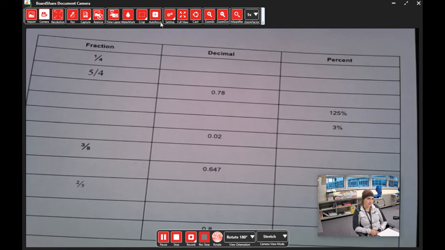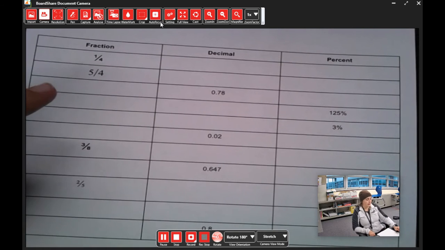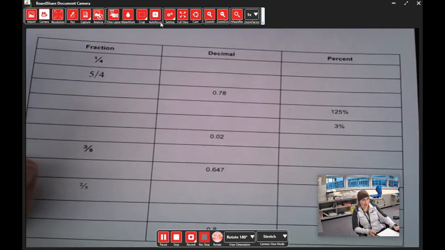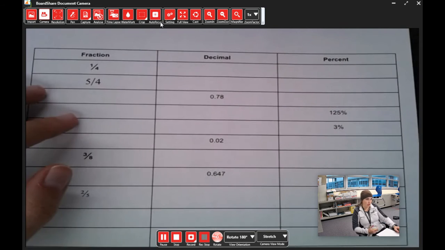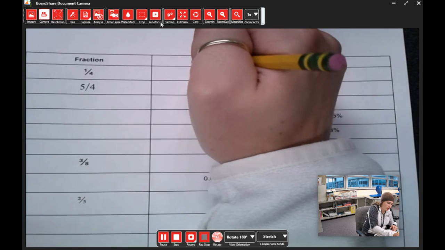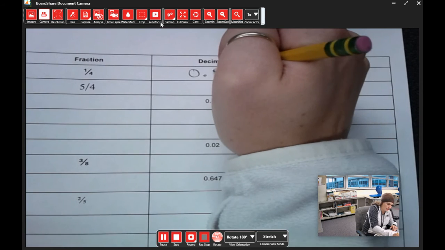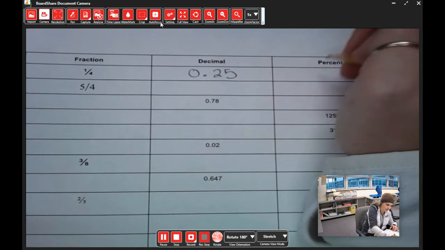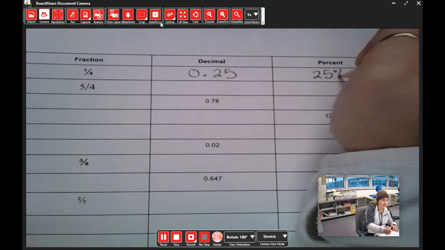All right. First one, 1/4. Now for this one, you don't have to show your work necessarily. So I know that 1/4 is 25%. I know that. That's something that we've practiced a whole bunch. It's a quarter. So I am going to make that a 0.25 decimal and a 25%.